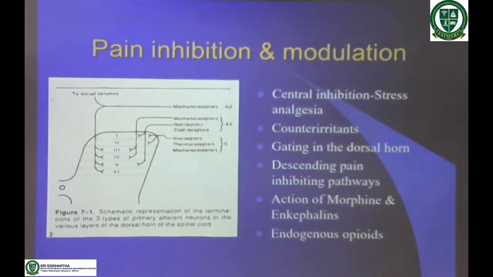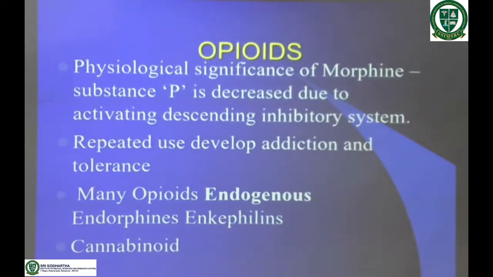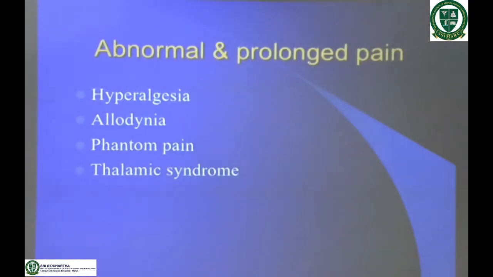Then pain inhibition is usually done by central inhibition through stress analgesia, counter irritants, gating in the dorsal horn, descending pain inhibiting pathways, and the action of morphine, enkephalins and the endogenous opioids. Usually the endogenous opioids are endorphins, enkephalins and cannabinoids. Then abnormal pains like hyperalgesia, hypoalgesia, allodynia, phantom pain, and thalamic syndrome, which you learn in the thalamus.